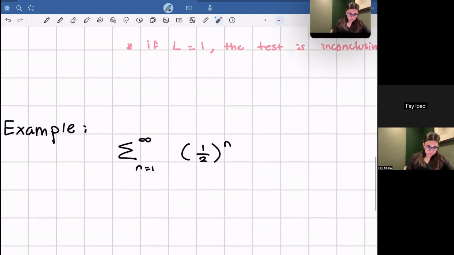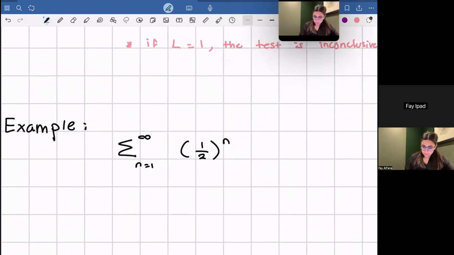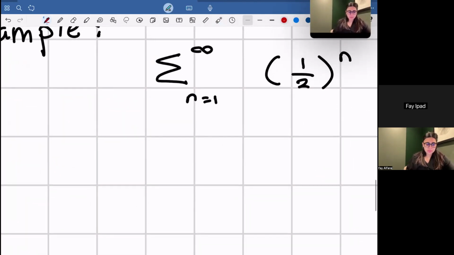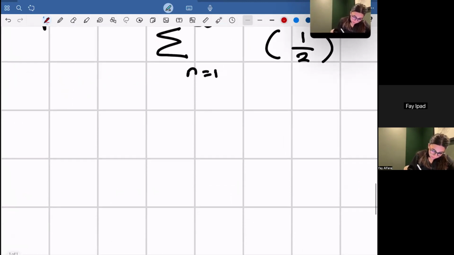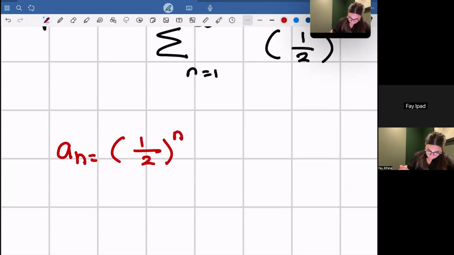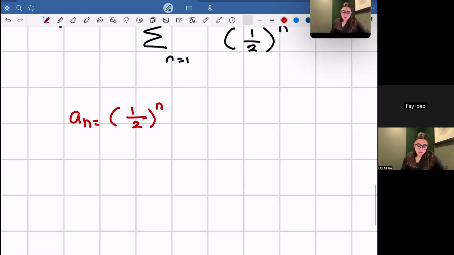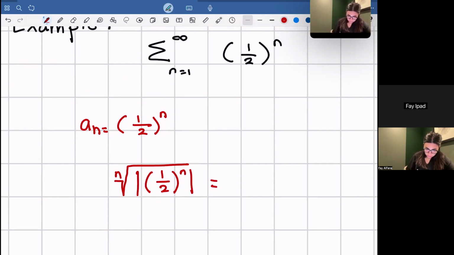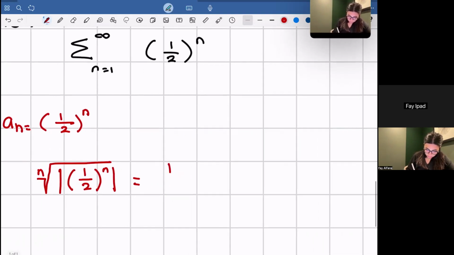So let's take an example right now. This is our example. The first thing we'll be doing is taking the nth root of the absolute value of a_n. So a_n here is equivalent to (1 over 2), or a half, to the power of n. So in order to take the nth root of the absolute value, we take the absolute value of a half to the power of n, raised to 1 over n, which equals 1 over 2.